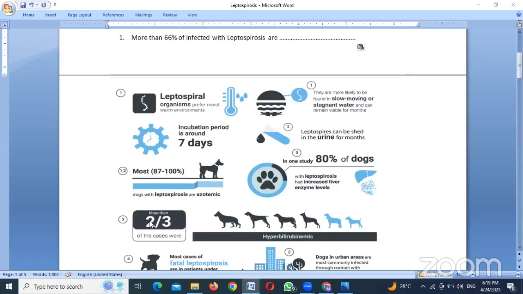So 2/3 is exactly it. Even it is written here, more than 2/3, so more than 66%. True. Okay. Thank you.